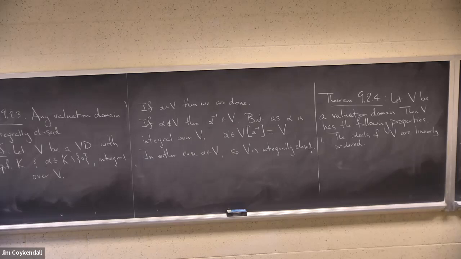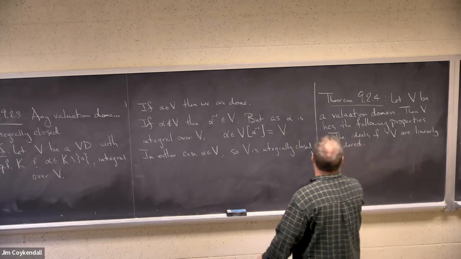That's amazing, right? It's like a big deck of cards. They're linearly ordered. Most rings you don't expect this to happen at all. In the integers, pick your two favorite primes, 3 and 5. Neither one of these ideals contains the other. In valuation domains, it's just a stack: the zero ideal and just a linearly ordered stack of ideals. That's really cool.